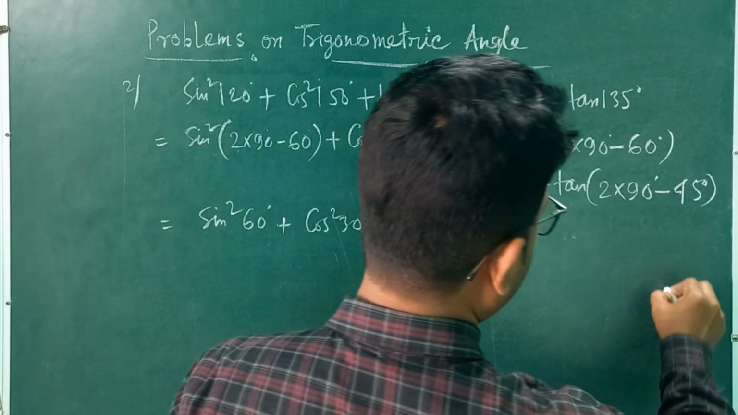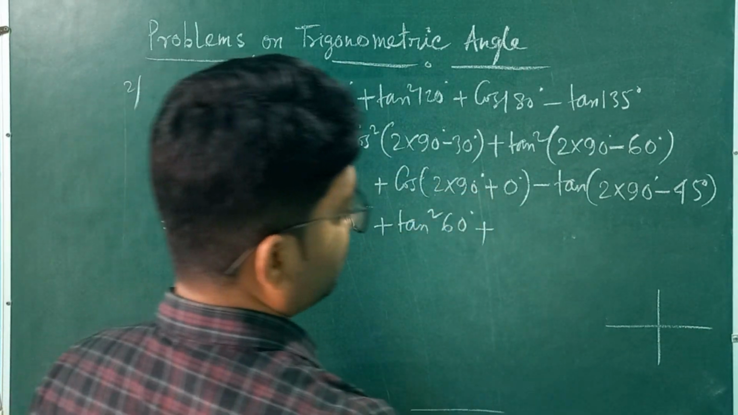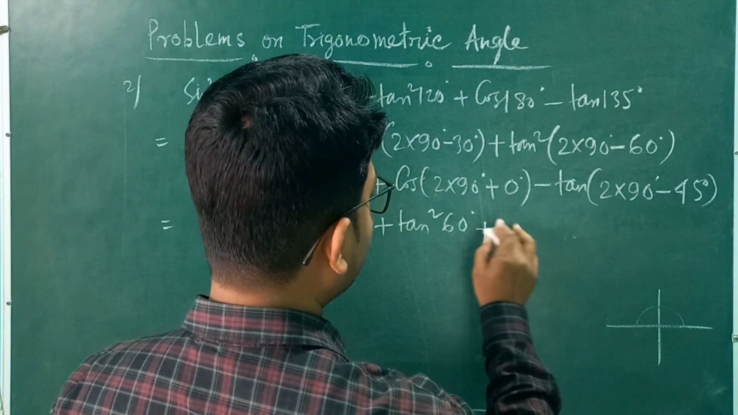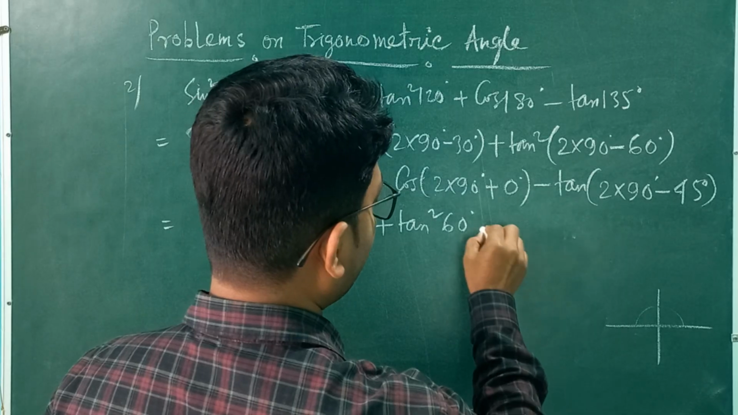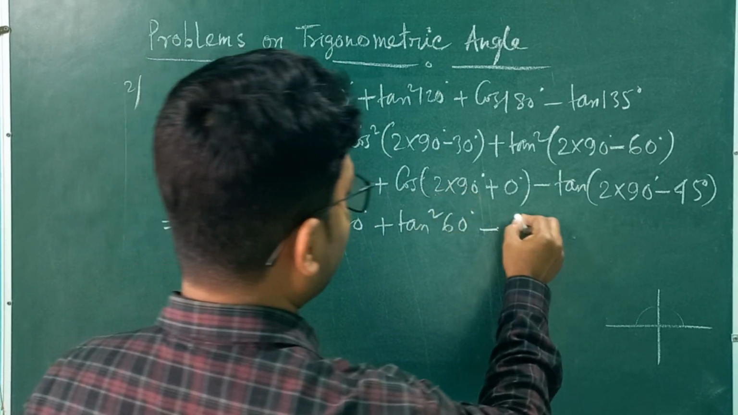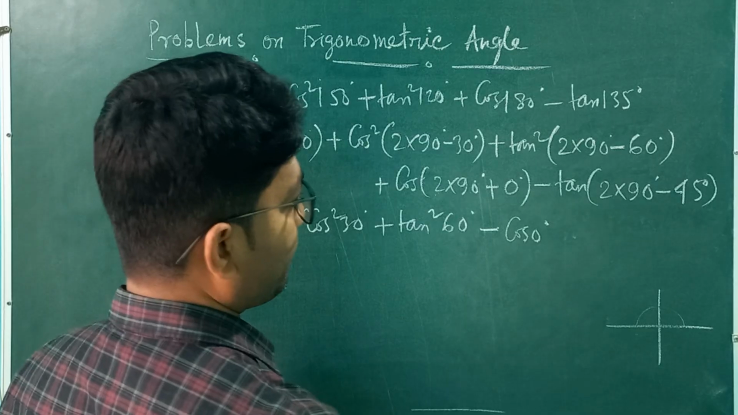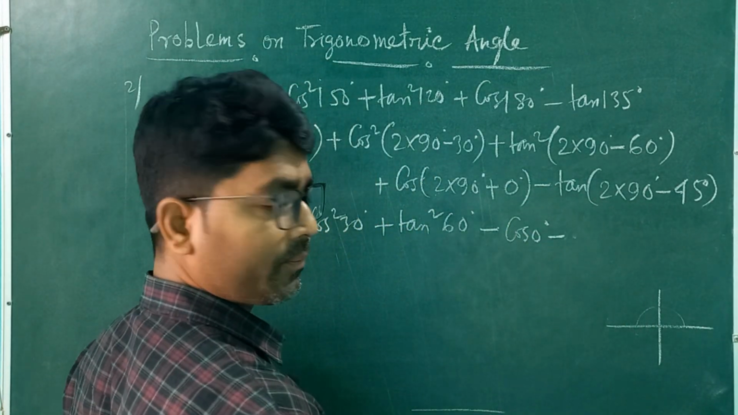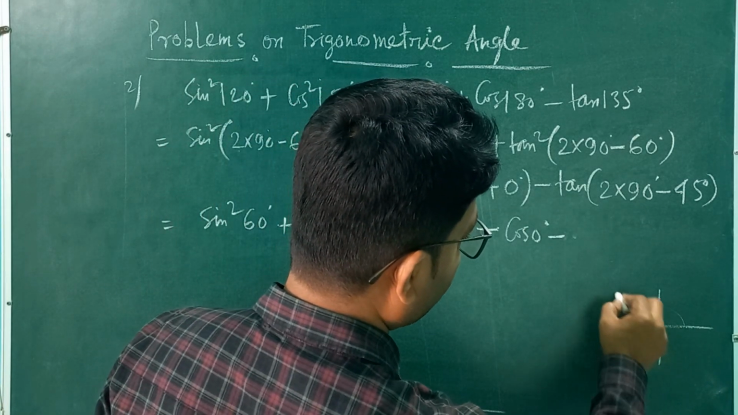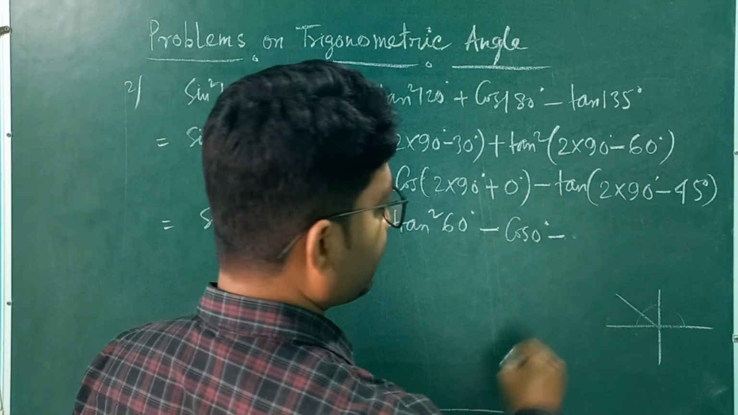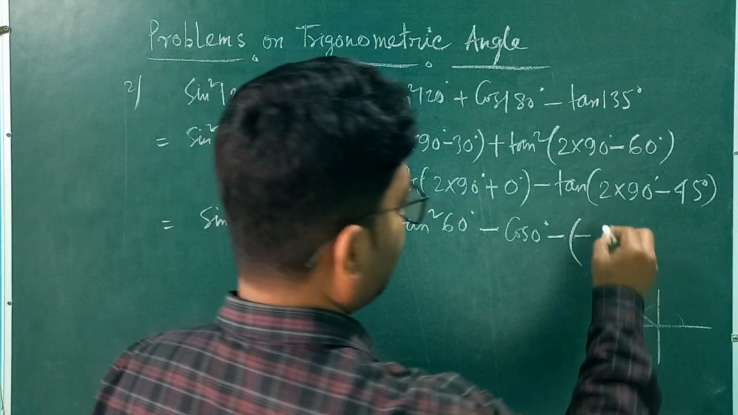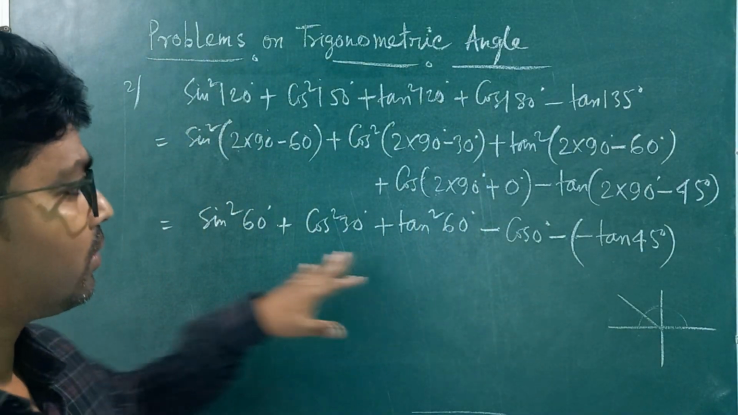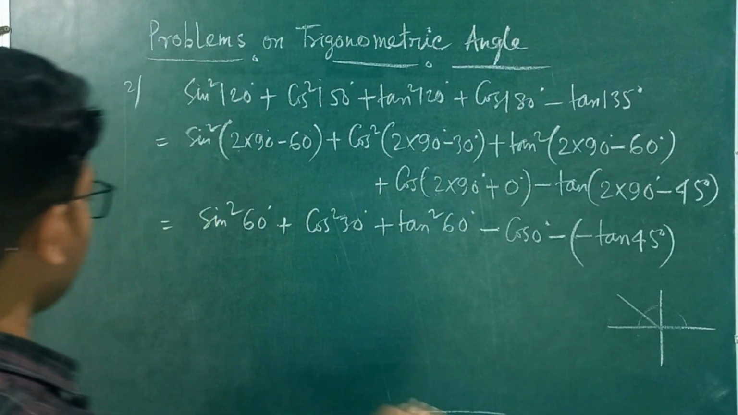Now see where the angle 2 into 90 plus 0 lies. 2 into 90 plus 0, you can take here the third quadrant. In the third quadrant cos is negative, so here will be a minus. As this one is 2, so cos 0 degree. Here also a minus sign is already in the problem. 2 into 90 minus 45, so 2 into 90 minus 45 is in the second quadrant. In the second quadrant tan is negative, so here is another minus. And as this one is 2, tan 45. So this is our deduction.